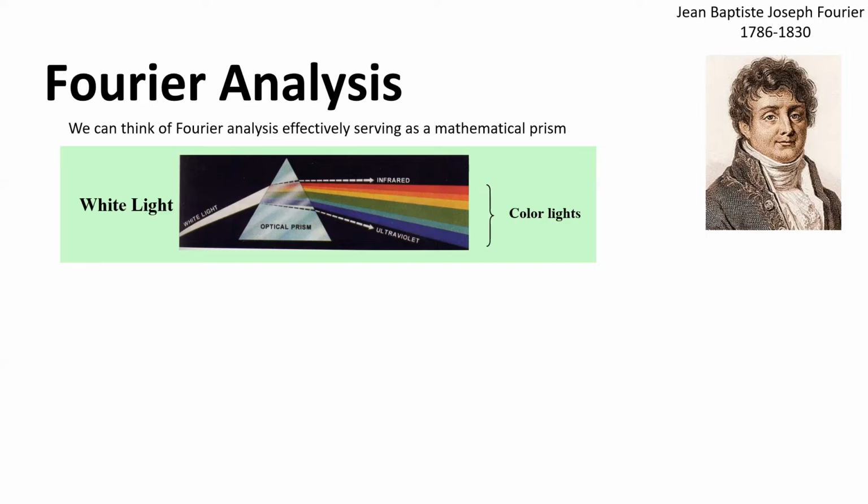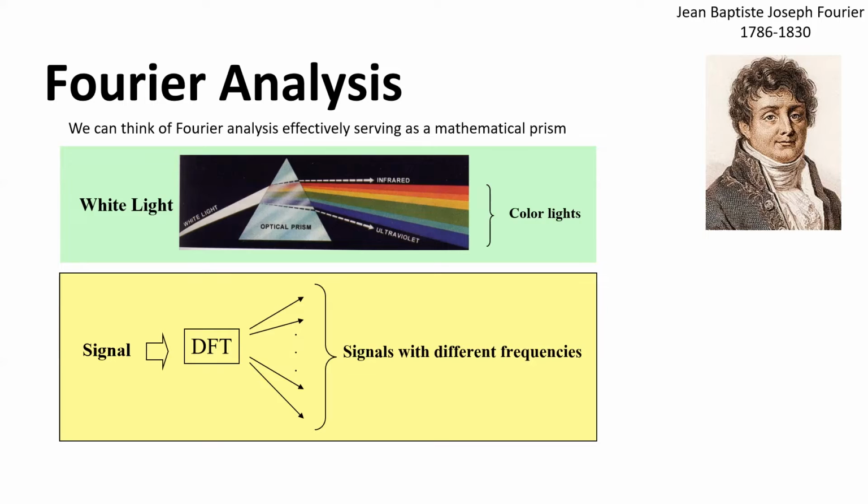So we can think of Fourier analysis as effectively serving as a mathematical prism, because the way a prism works to make rainbow colors from white light, Fourier analysis transforms time signals to different frequencies.